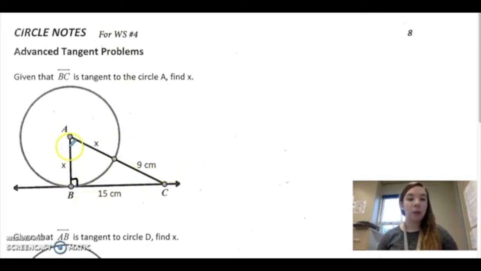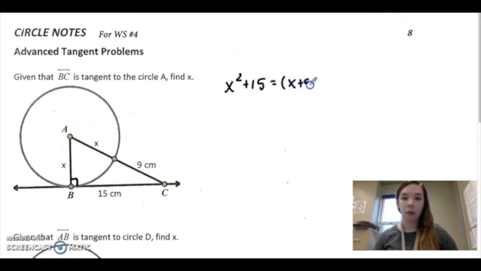So what is a little bit challenging about this one is I have a leg of x and a leg of 15, but then my hypotenuse is x plus 9. So I'm squaring this binomial. So this left side is going to stay the same for now.